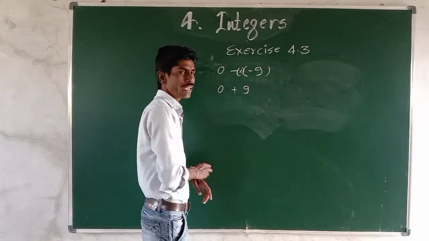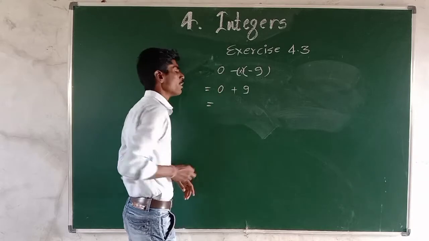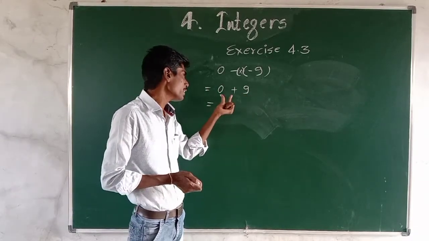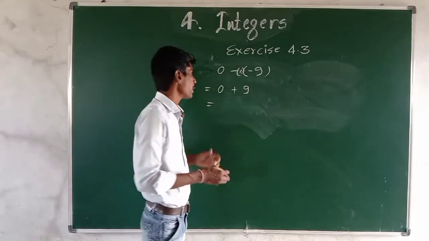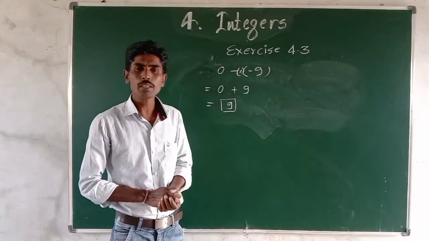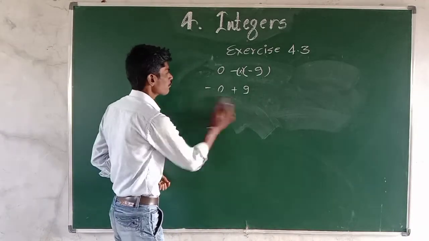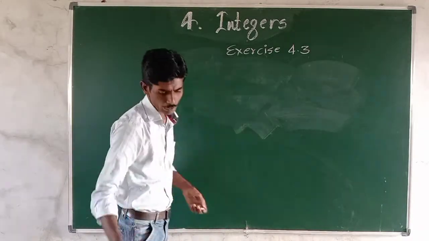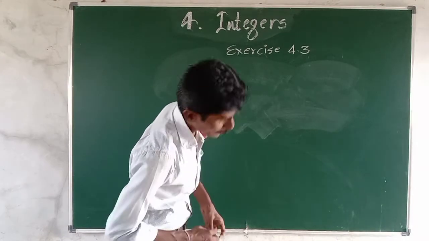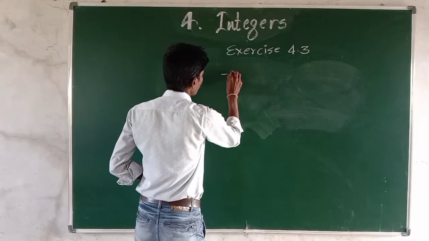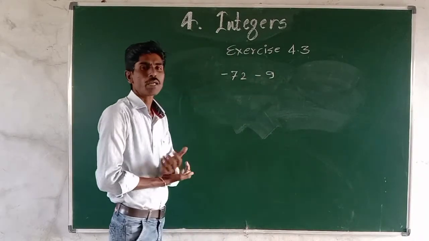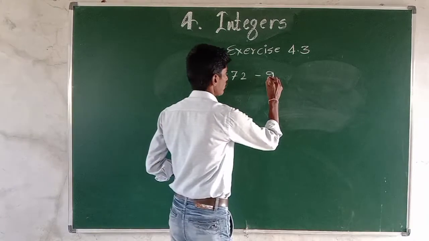So 0 plus 9. We have already learned that any number added to 0, the answer will be the number itself. So the answer will be 9. Now we will take another example: minus 72 minus 9.